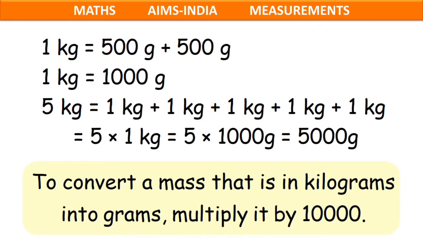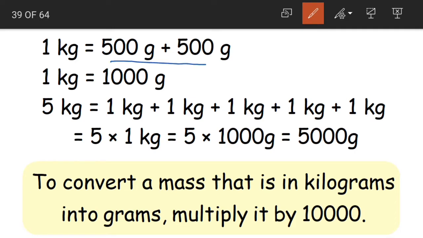Now 1 kg is equal to 500 grams plus 500 grams. Yes, and 1 kg is equal to 1000 grams. Yes, this is the relationship between 1 kilogram and grams. 1 kilogram is equal to 1000 grams.